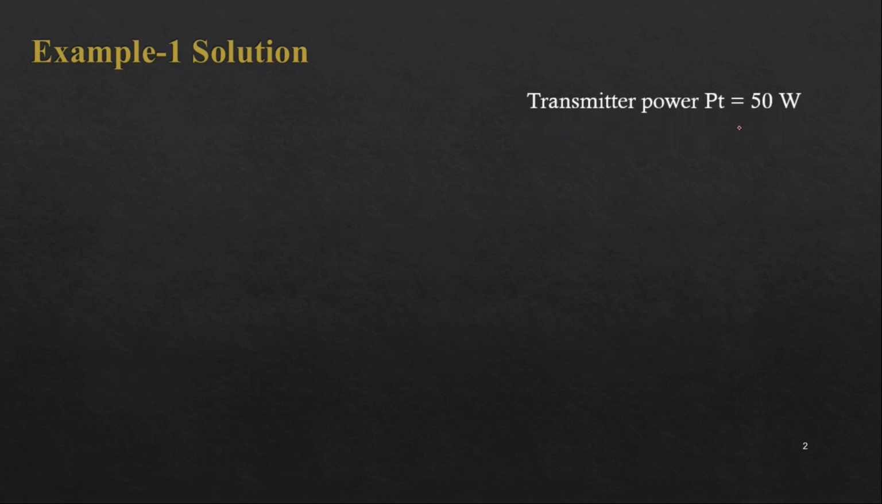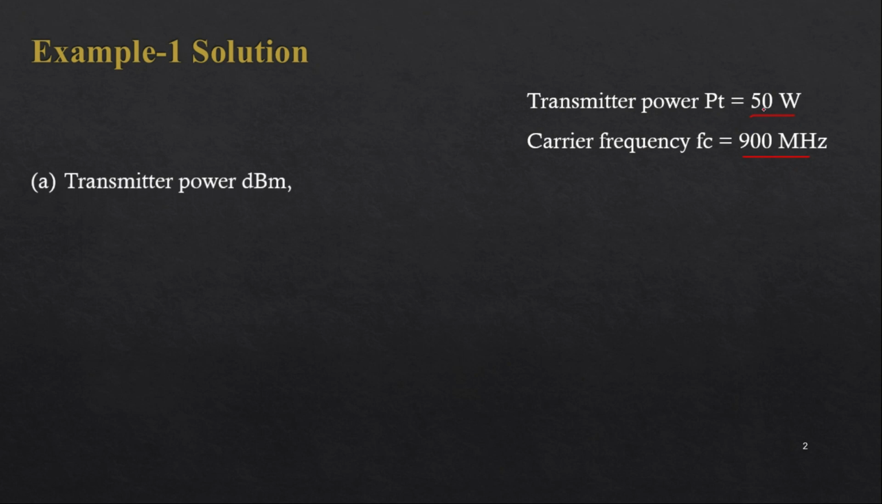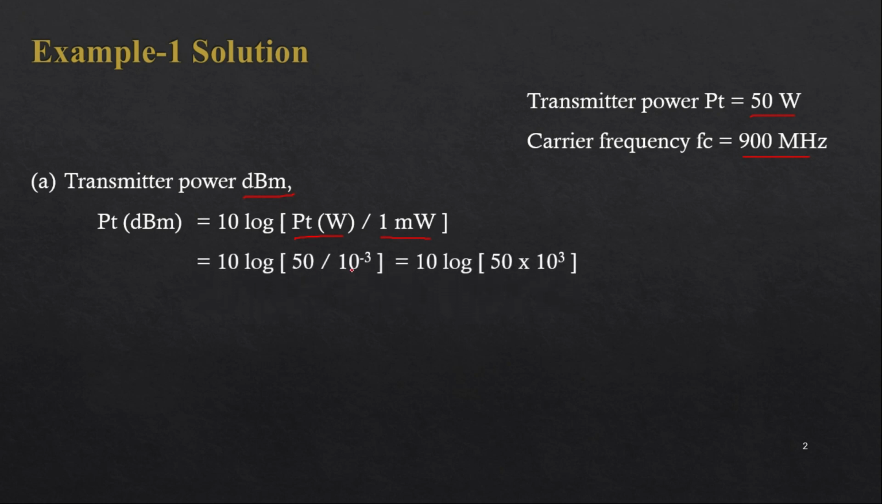The transmitted power is given as 50 watt and the carrier frequency is given as 900 megahertz. First, we want to convert this watt into dBm. So we will take a log. To calculate in dBm, we will take 10 log of power in watt divided by 1 milliwatt. Why 1 milliwatt? Because we want to calculate in dBm. So now we put the values: 10 log 50 divided by 10 to the power minus 3, and the answer is 47 dBm.